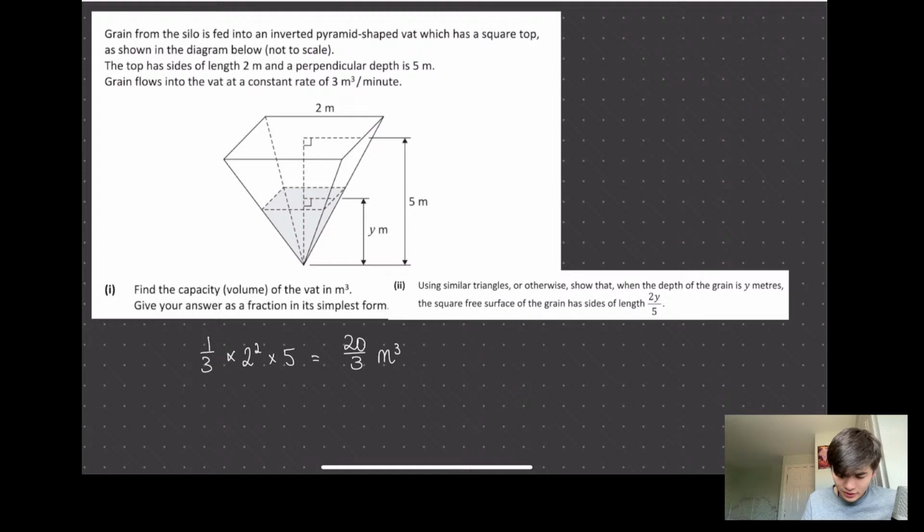Okay, so we could say that this square side, well, maybe it's a certain fraction, right? A certain fraction of the free surface. So we can say if the depth equals y, the square side, we just put that as 2 times a fraction. Okay.